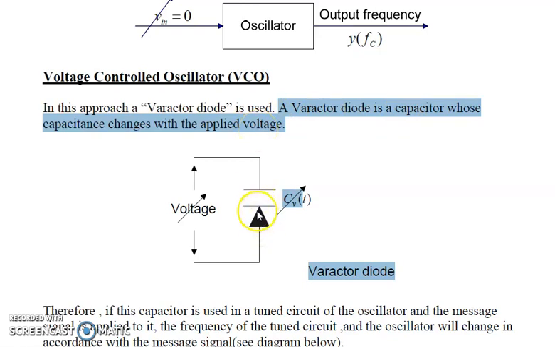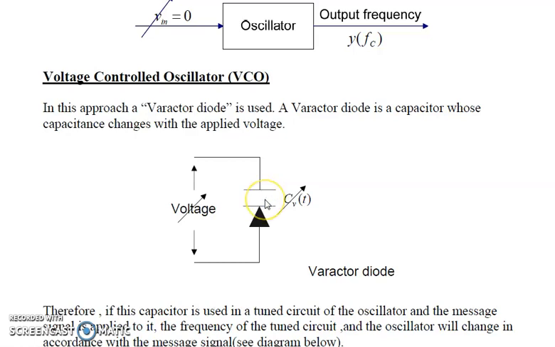So this is the varactor diode symbol, and it is supplied with a variable voltage source. Just improve the symbols in your notebook, and if we take the output across this varactor diode, then that output will have different frequencies which totally depend on the magnitude of the input voltage.